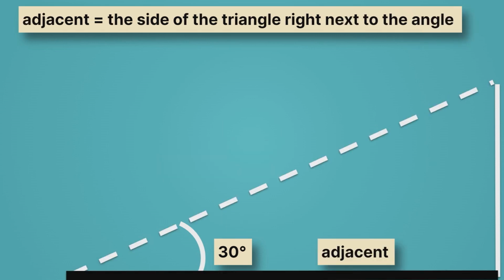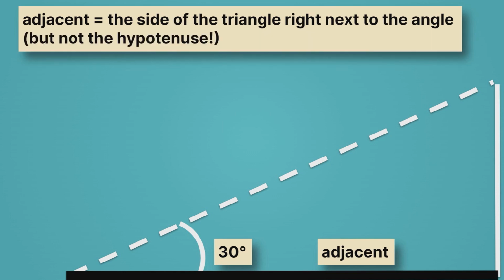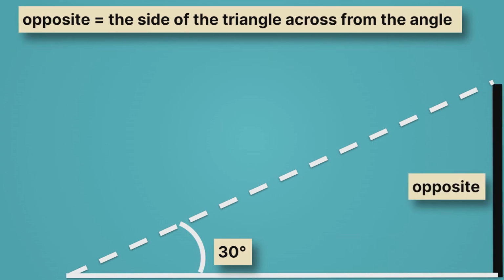The adjacent one is the side of the triangle right next to the angle we're considering. So in this case, if we're looking at 30 degrees, the adjacent side is right there on the bottom because it's touching that 30-degree angle. You might notice the 30-degree angle is also made with the hypotenuse, but that's always going to be the hypotenuse, not the adjacent line. Lastly, we have the opposite side, and it's the side of the triangle across from the angle. So if we draw a line from that 30 degrees to the farthest away side, that's always going to be the opposite side.